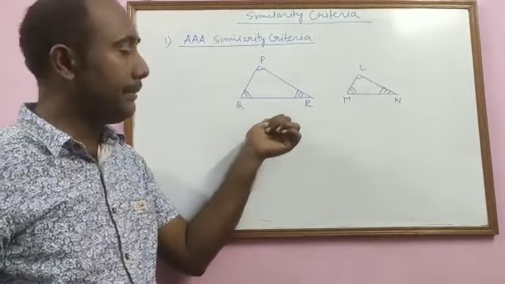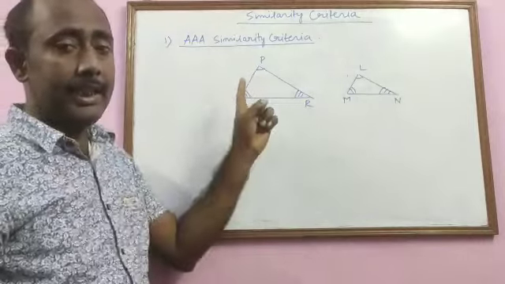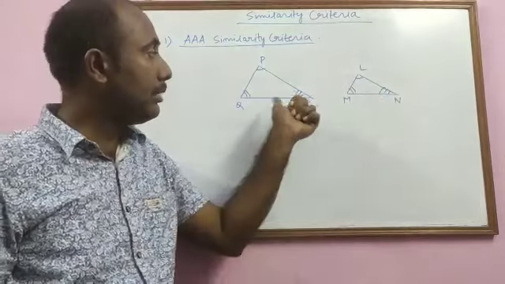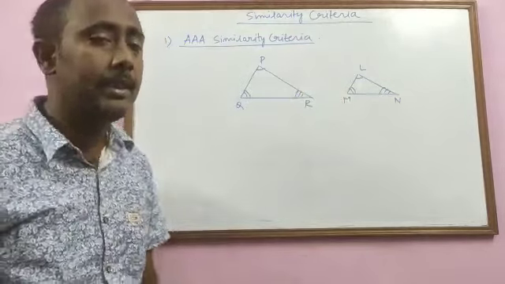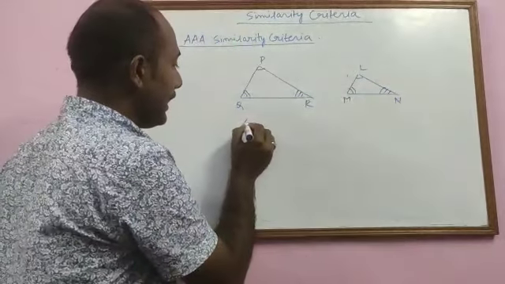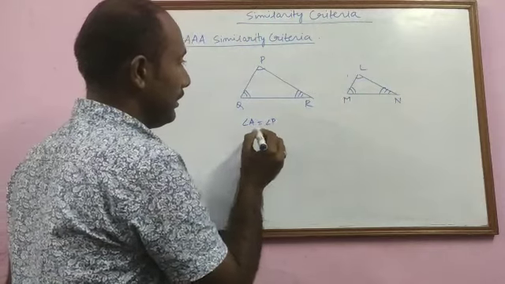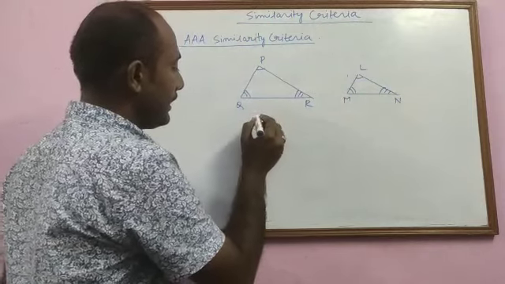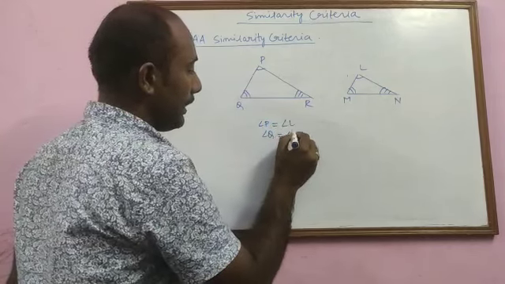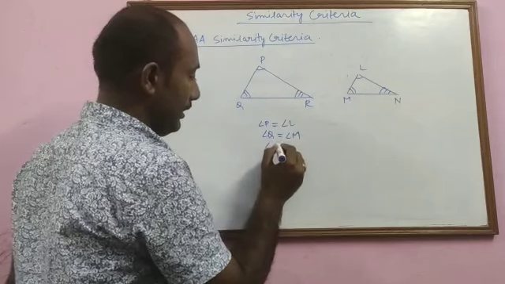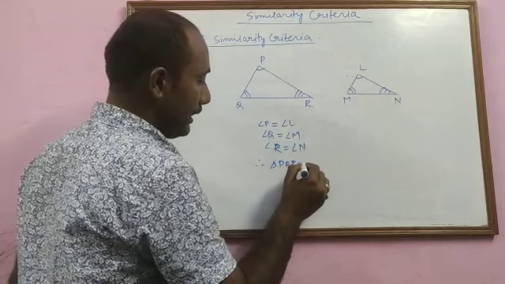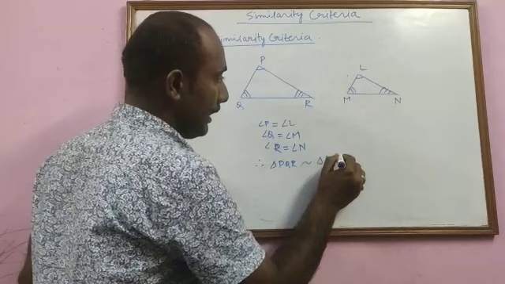So once again I repeat that if the three angles of the first triangle are correspondingly equal to the three angles of the other, then the two triangles are said to be similar, and this is called angle, angle, angle similarity criteria. So in this case, angle P is equal to angle L, angle Q is equal to angle M, angle R is equal to angle N. Therefore, triangle PQR is similar to triangle LMN.